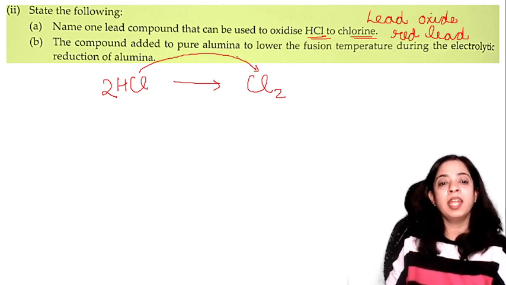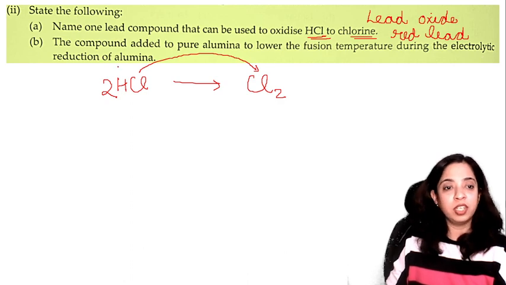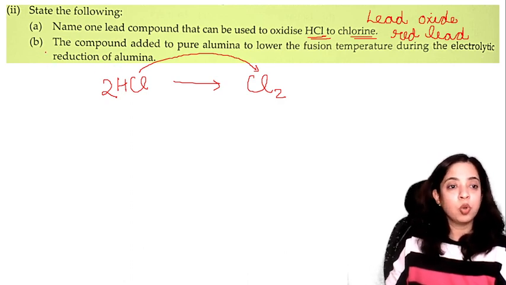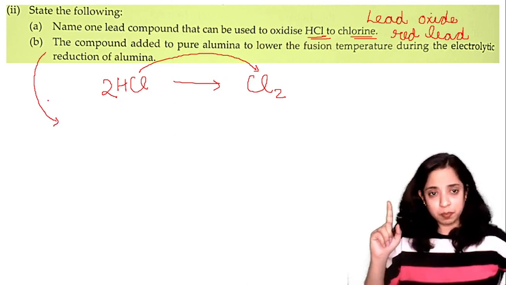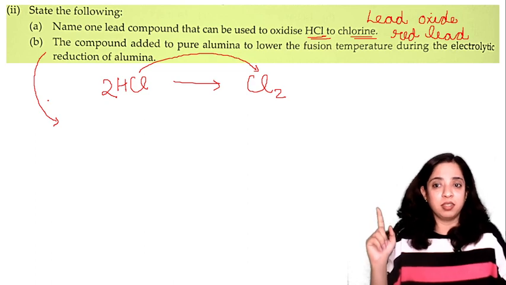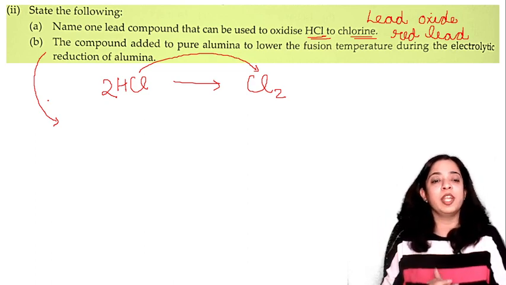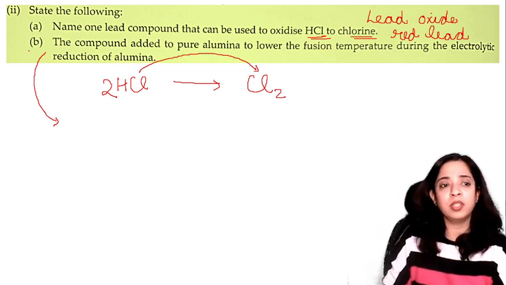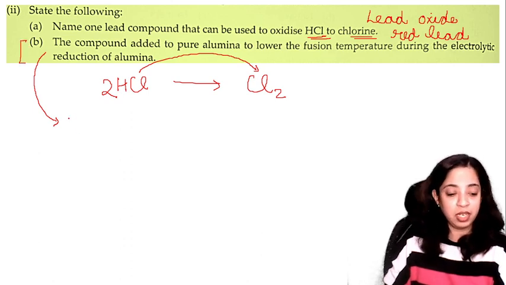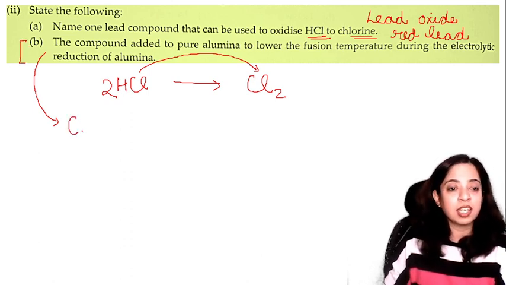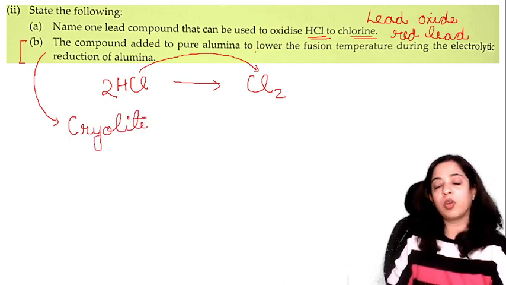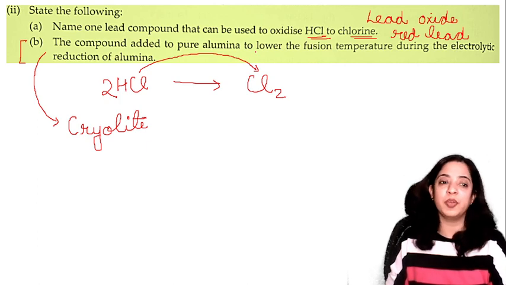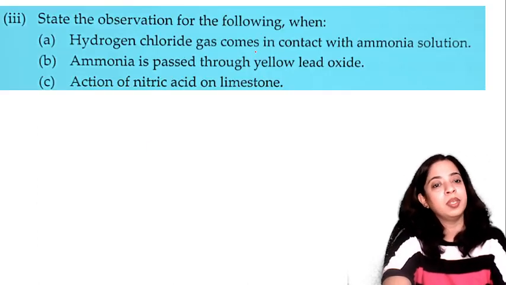Okay, next, the compound added to pure alumina to lower the fusion temperature during the electrolytic reduction of alumina. So this I have explained a lot in detail in the I button. I will link that video also where I've explained you the reduction of alumina, the whole process of extraction of aluminum, right? So here what is the answer? Cryolite. Cryolite is added to pure alumina to lower the fusion temperature during the electrolytic reduction of alumina.